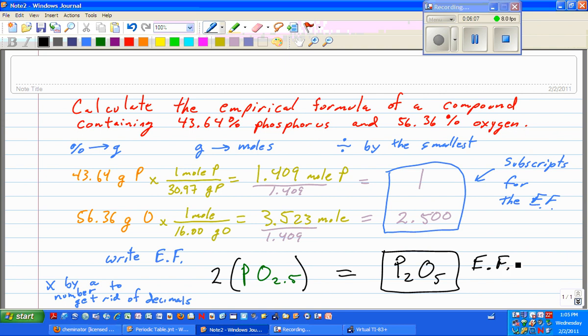Again, those 5 steps will take us to our answer. Step 1, step 2, step 3, step 4, and step 5. Again, step 5 is optional. We may not need it.